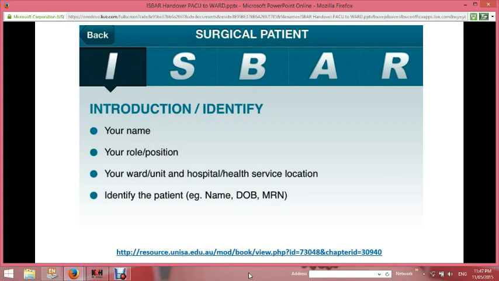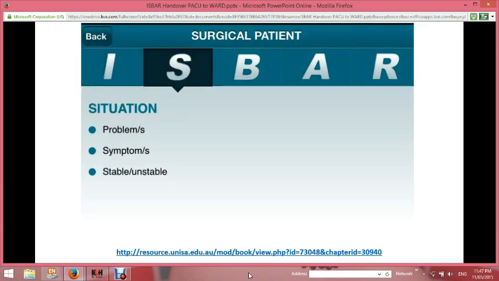So I is for introduction and identify. So identify yourself, your role, and also identify the patient. S is for situation, so you're wanting to think about the problems, the symptoms the patient's experiencing, and whether or not they are stable or unstable.